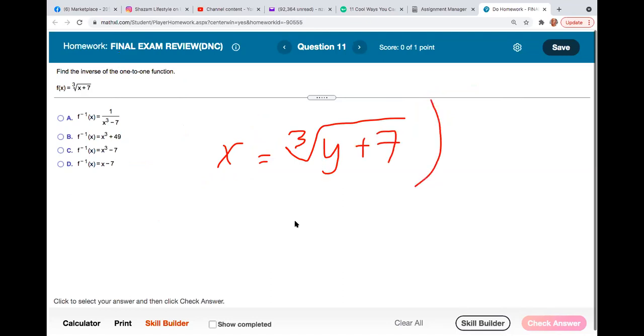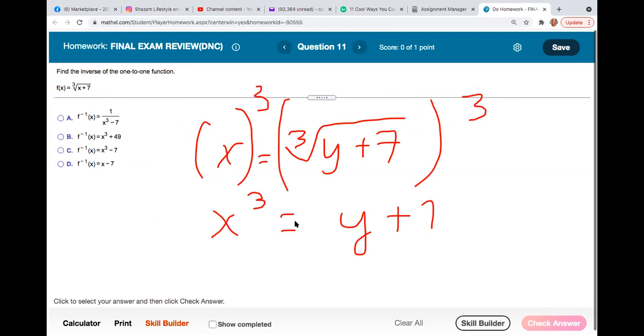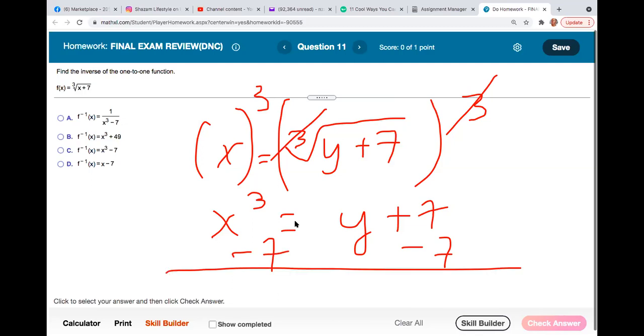Now we're going to cube both sides to get rid of the cube root. So we get x cubed is equal to y plus 7, because this cancels out with that, and then subtract 7 from both sides, guys. So here you go. And just like that, you're done. Okay, you can include the notation. Notation is important. So you should include your notation.